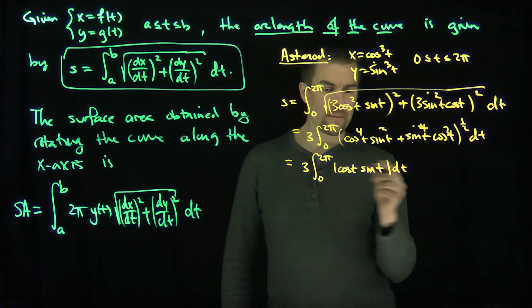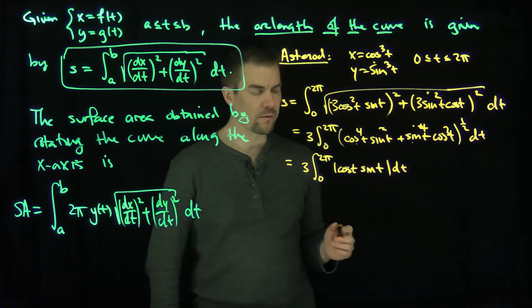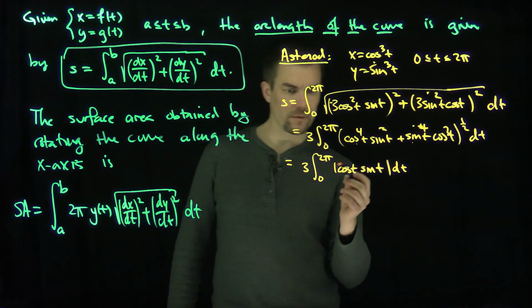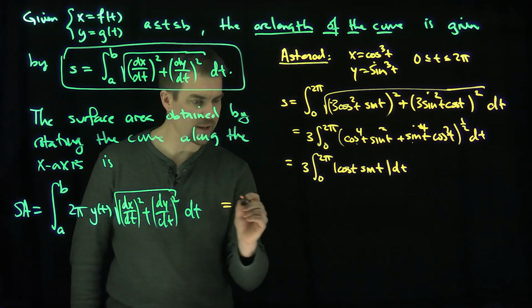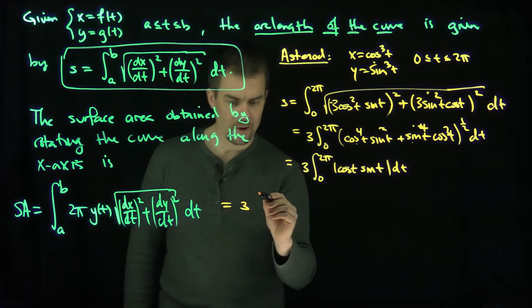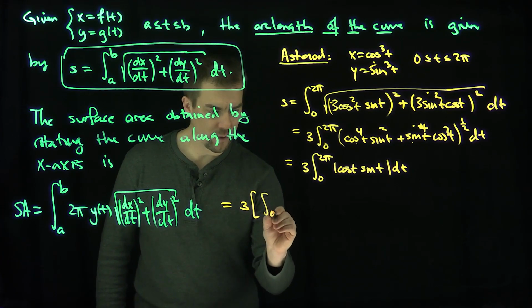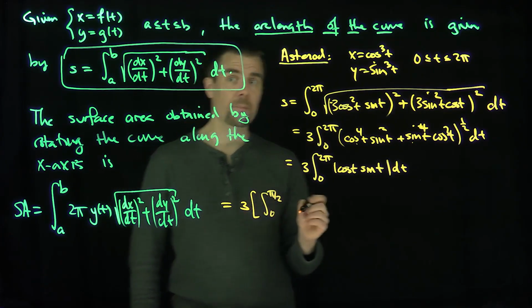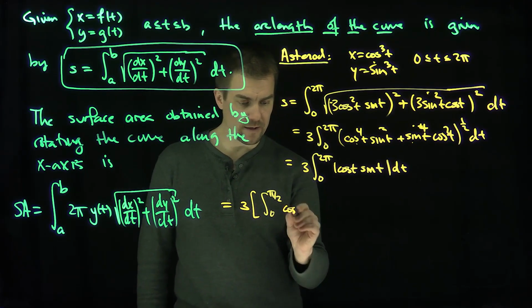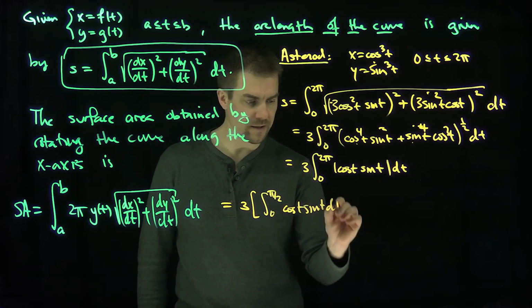So all I'm going to have to do is look at the integral over one portion of this, okay? I can do a couple different things. As good practice with integration, let's break this up into 3 terms. It's going to be 3 times the integral from 0 to pi over 2. Both of them are positive here, so I'm going to have cosine t sine t dt.